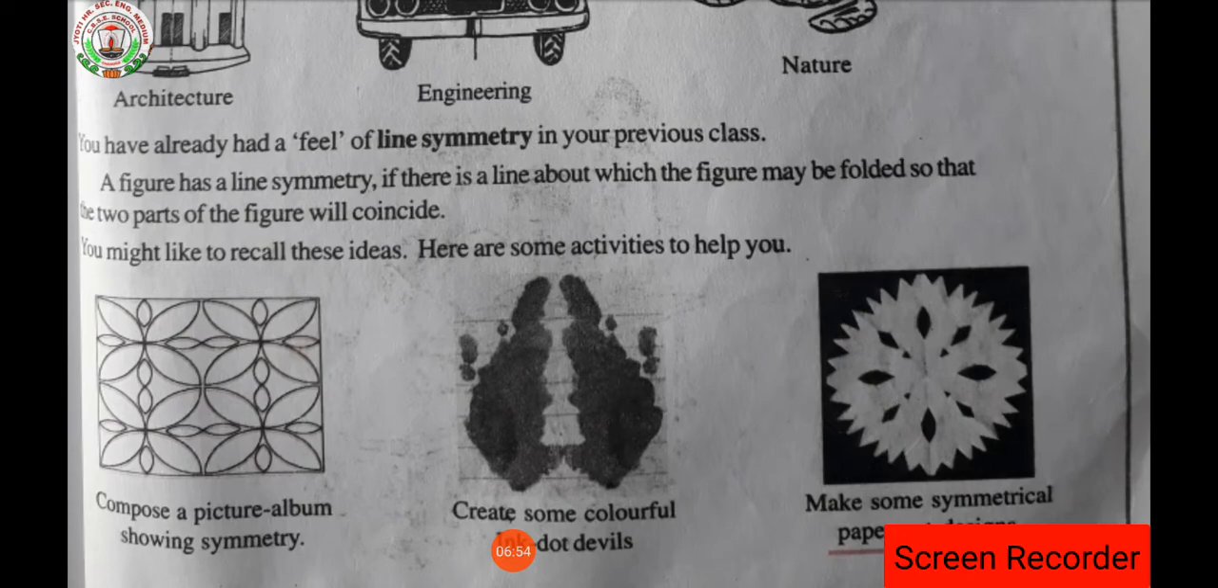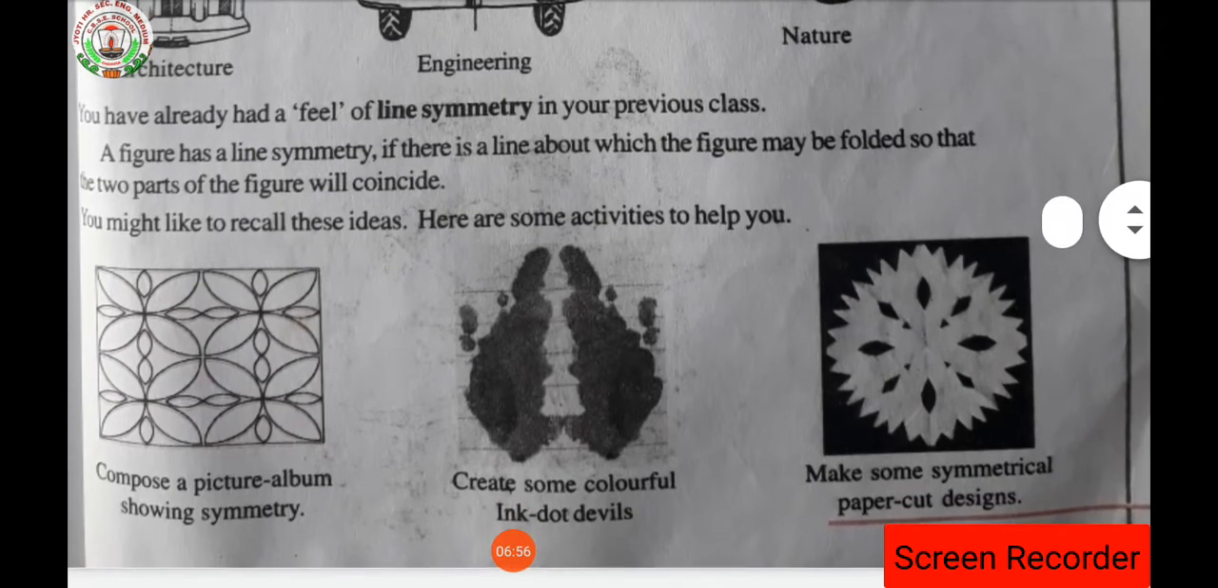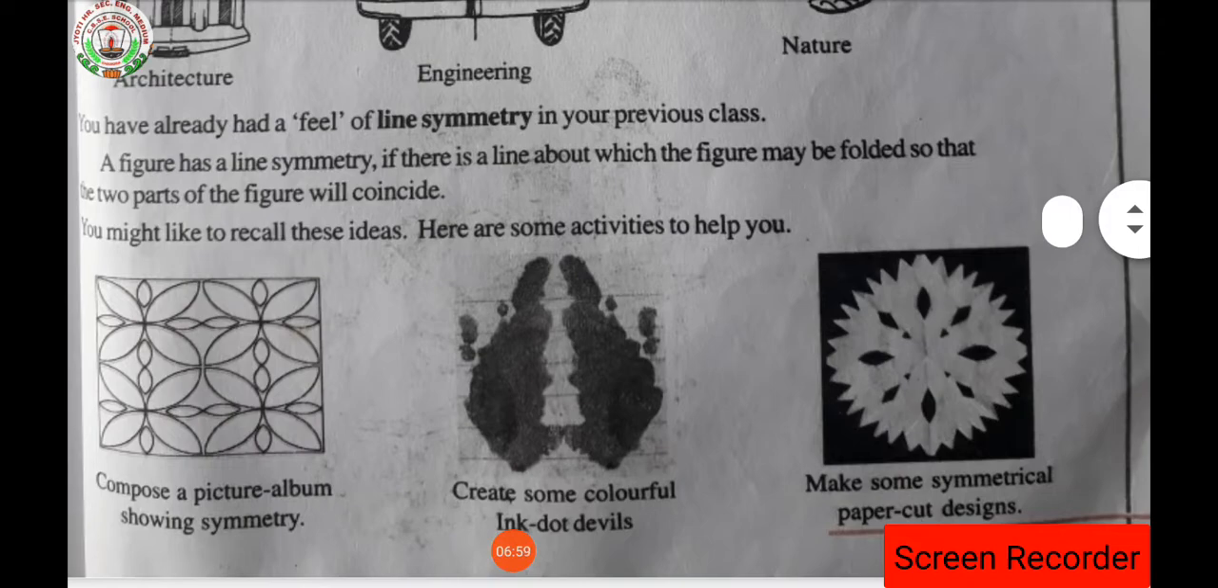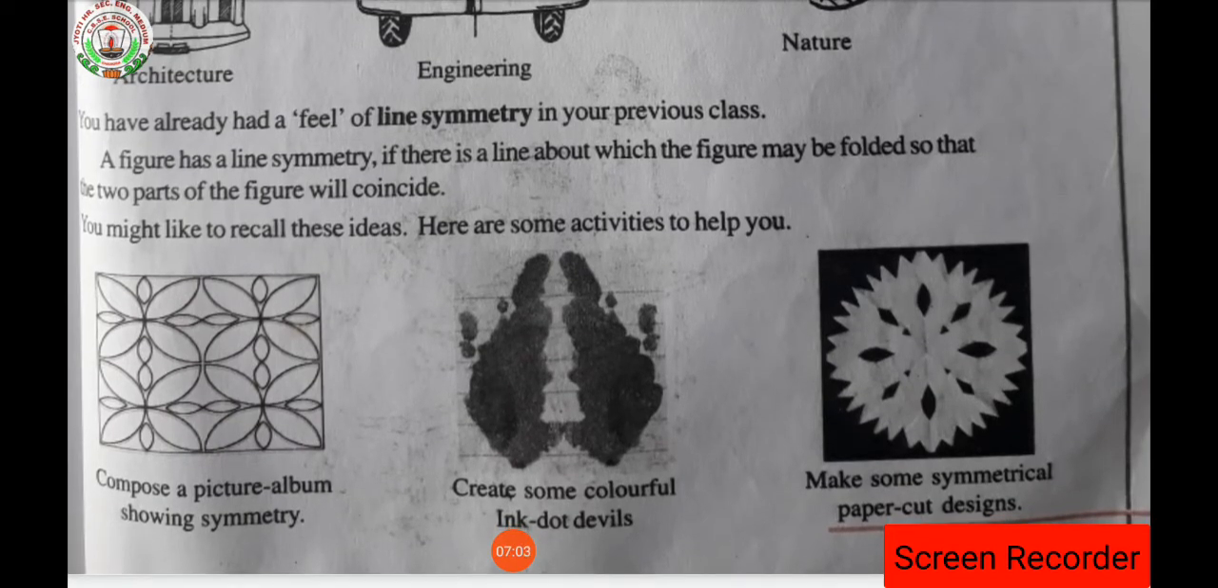Compose a picture album showing the symmetry. Create some colorful ink dot doubles. It is made by ink only, the pen which you are using. That ink will be spread on a sheet of paper, and it will look like an ink dot double.